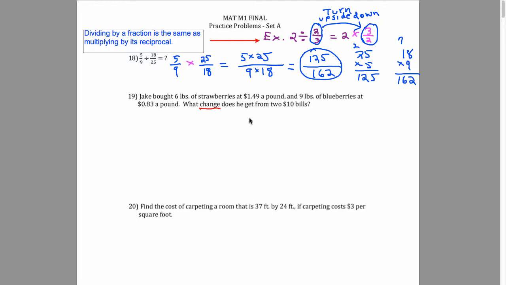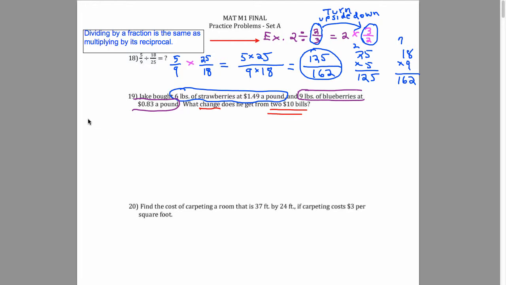So to figure out the change, we need to know what we're giving the cashier, and we see we're giving the cashier here 2 $10 bills, and we need to know what the purchase costs. Well, they told us that because we see that Jake is buying 6 pounds of strawberries at $1.49 a pound, and 9 pounds of blueberries at 83 cents a pound. So, how do we figure out how much money Jake spent?